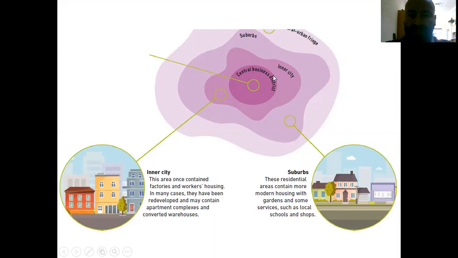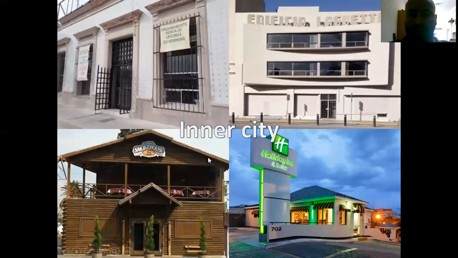Outside the central business district, we have the inner city. The inner city once contained factories and workers' housing. Not anymore, since all those factories and other complexes, such as warehouses, were moved out from the inner city into the suburbs. Now in the inner city, we have a lot of old houses. Colonia San Felipe is one of the colonias included in the inner city.